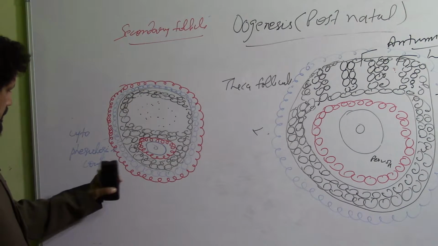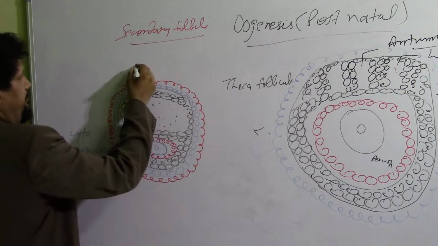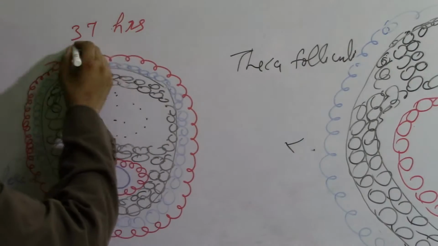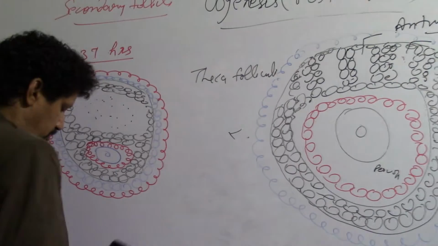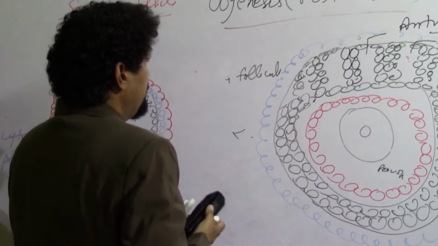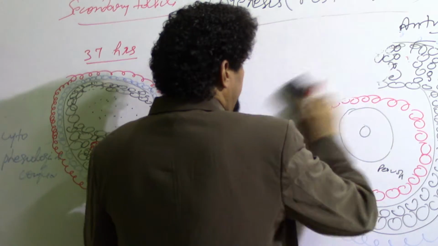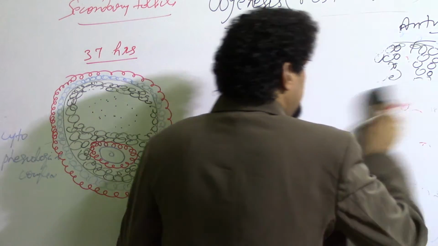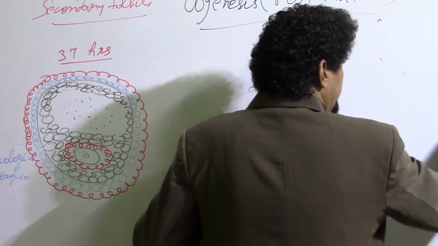This is the most durable phase of follicular development, and it remains for up to 37 hours. Before 3 hours of ovulation, ovulation is a process by which the secondary oocyte is discharged in peritoneal cavity, and remaining part of the mature follicle form corpus luteum.